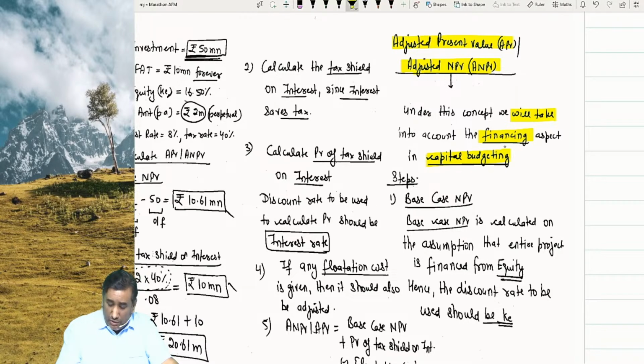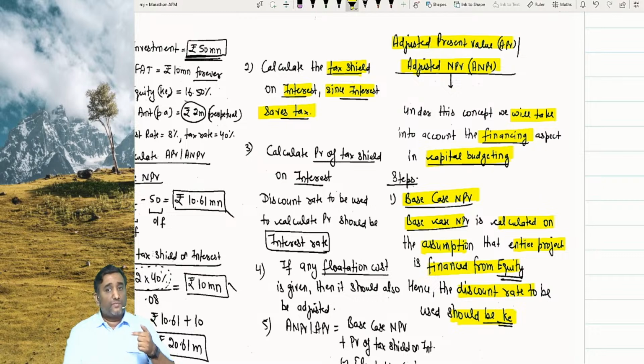Under this concept, we will take into account the financing aspect in capital budgeting. Base case NPV: the first step we calculate is base case NPV. That base case NPV is calculated on the assumption that the entire project is financed from equity. Hence, the discount rate to be used should be KE. That means since you are finding the equity value, you take only the KE. Calculate tax benefit on interest, since interest saves tax. Now, since you are calculating the interest tax benefit, you have to bring it back to what period? 0 period. Discounting would be done by the interest rate.